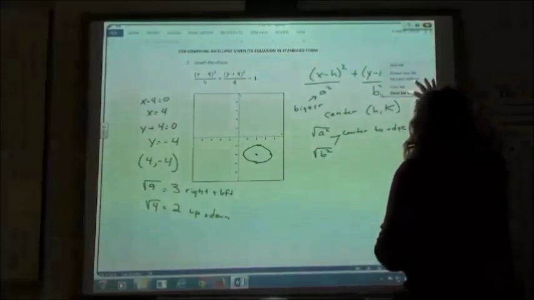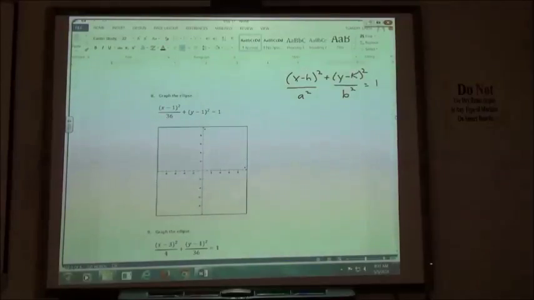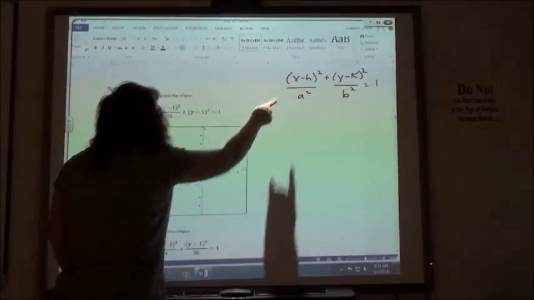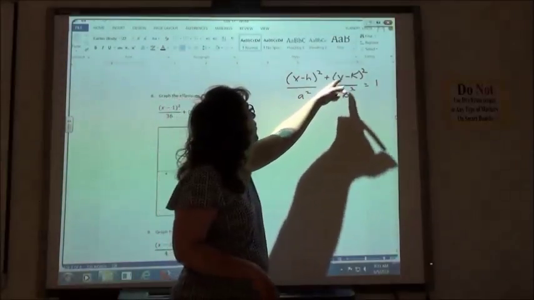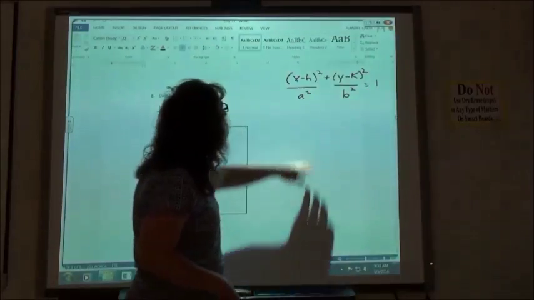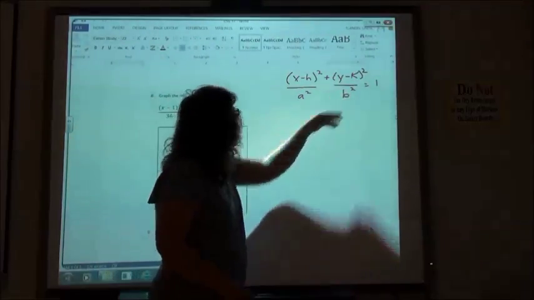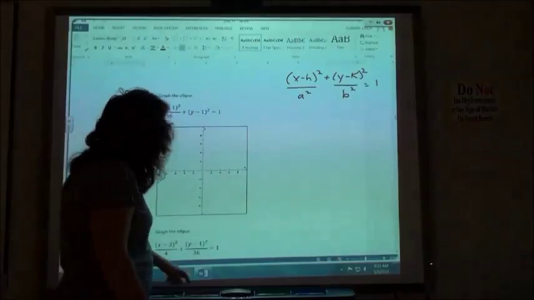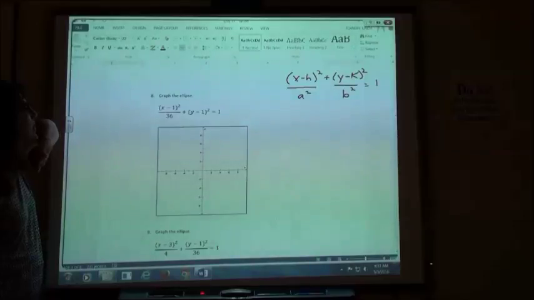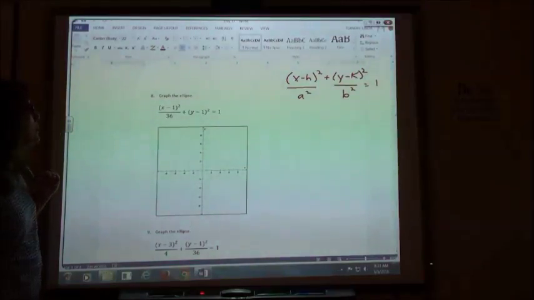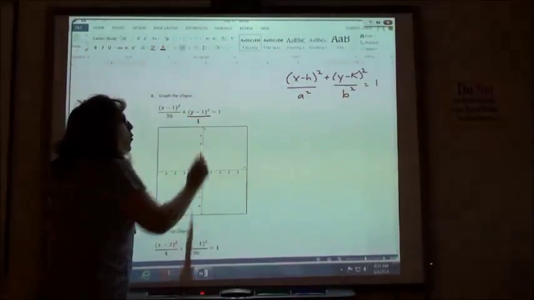If we look at number 8, again we're graphing the ellipse, and just to remind you, standard form, x minus h squared over a squared, y minus k squared over b squared equals 1. If the a squared is bigger, it's going to open up longer. If the b squared is bigger, then it's going to be taller and go that way. So in this case, we have x minus 1 squared over 36 plus y minus 1 squared equals 1. Keep in mind here that if we made this a fraction, this would be over 1.